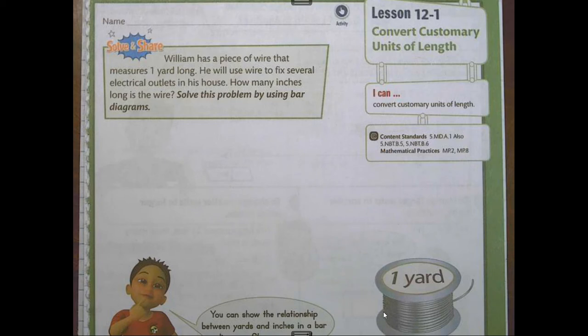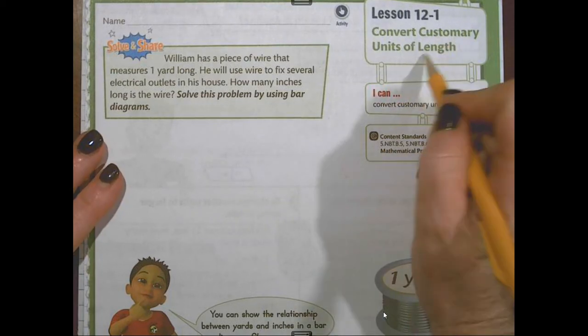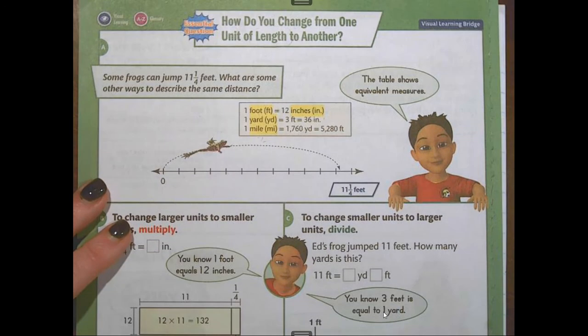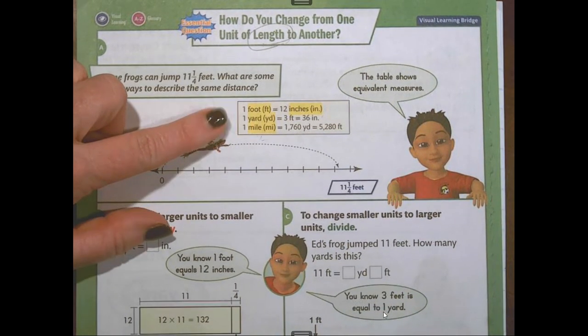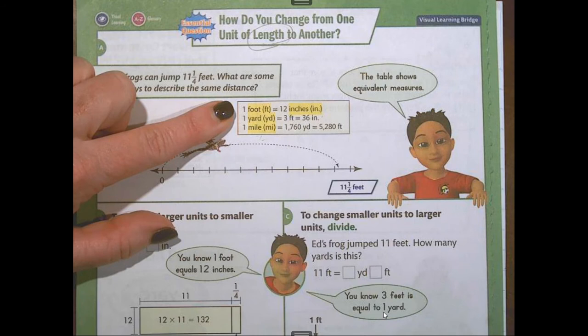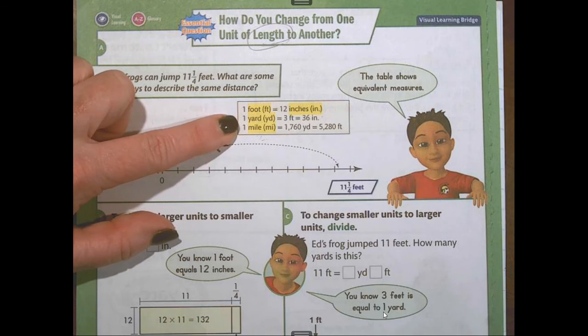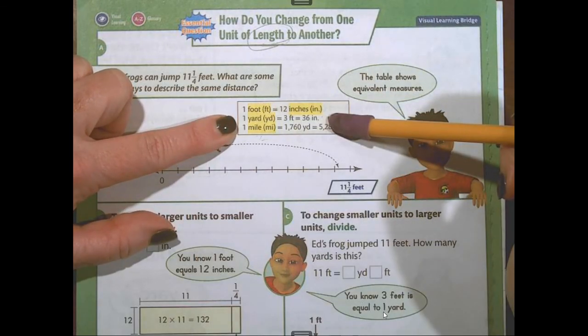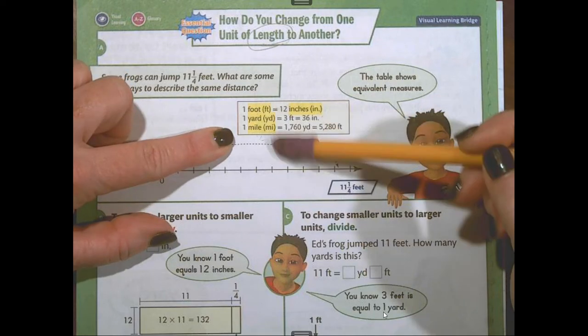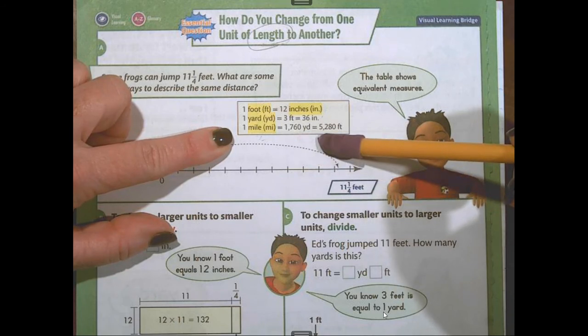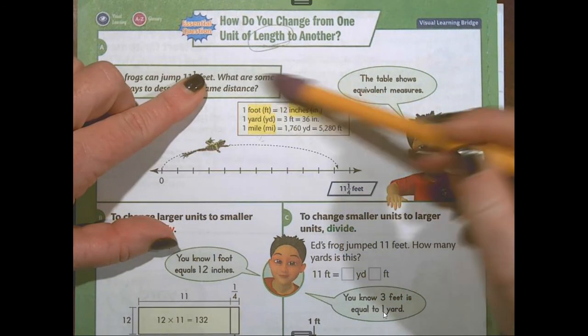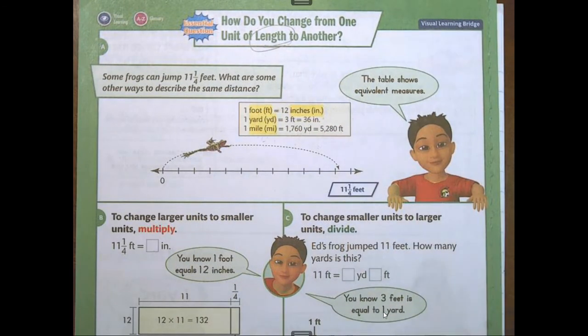All right, so today our focus is going to be on converting customary units of length. Our essential question is, how do you change from one unit of length to another? And here is our conversion chart. It shows us that 1 foot is equivalent to 12 inches, that 1 yard is equivalent to 3 feet or also 36 inches, and that 1 mile is equivalent to 1,760 yards, and also equivalent to 5,280 feet. So you will need to refer back to this chart when we start doing our work today.